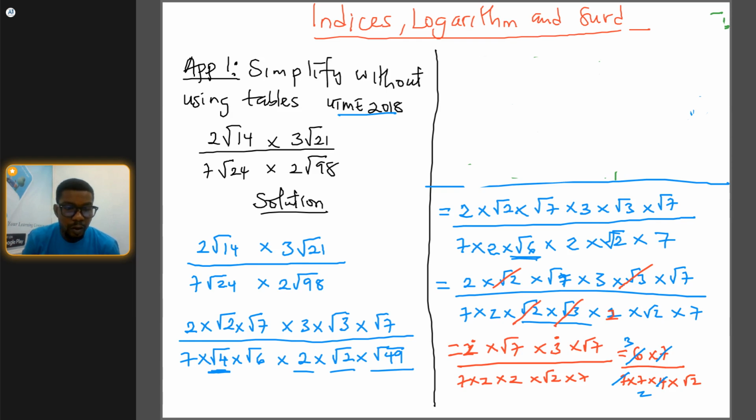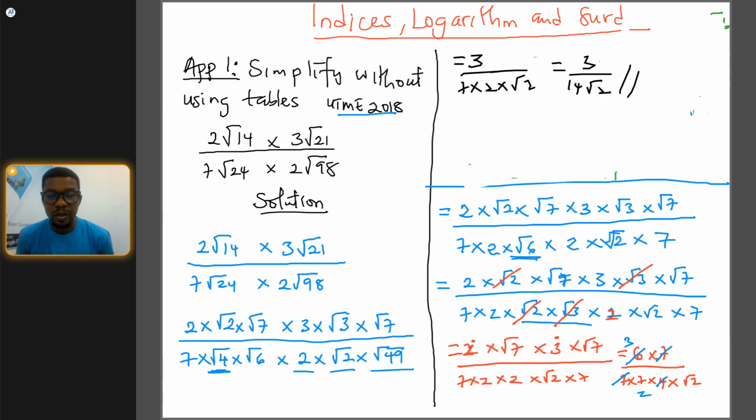So what we have left here is 3 times 1, because we've cut out the value already. This is ordinary 1 here. And at the denominator, we have 2, we have 7, we have 2, and we have square root of 2. So that is equal to 3 over 7 times 2 times root 2, which is going to give us 3 over 2 times 7, which is 14 root 2. So this is going to be the final answer: 3 over 14 root 2 will be the final expression.